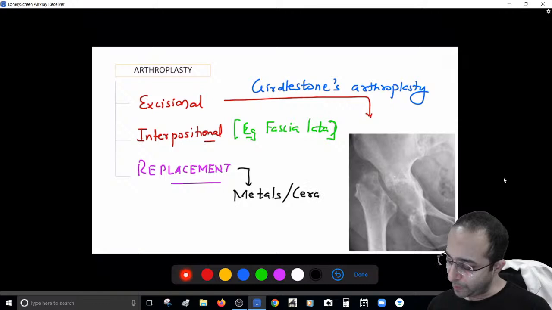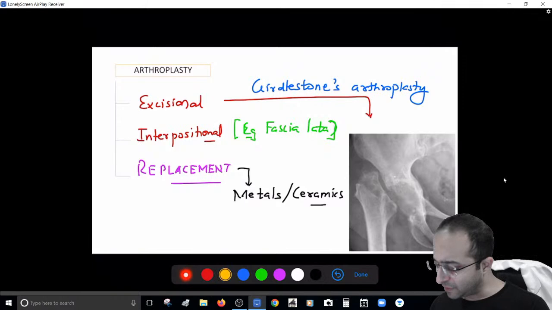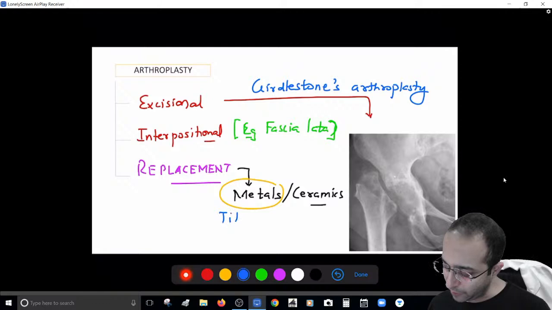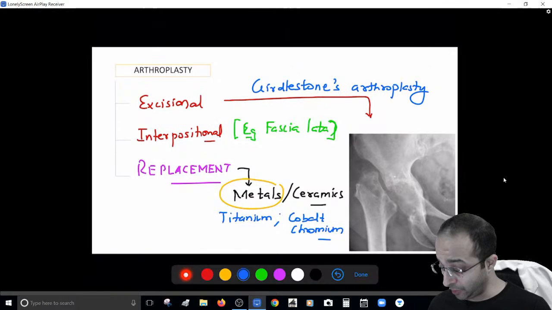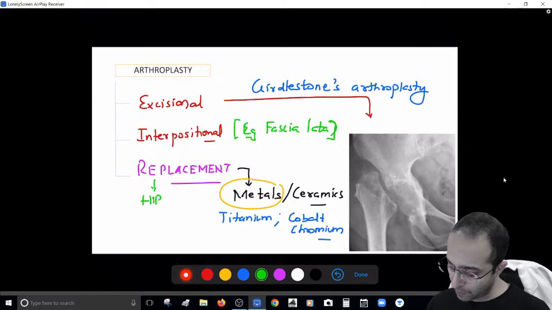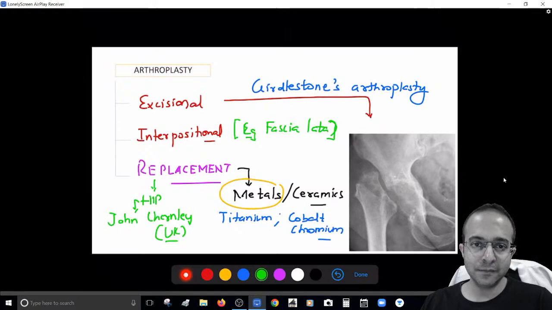Although we have now moved on to better substances, which are the ceramics, even better than the metals, metals remain the conventional choices, and usually it is titanium or the cobalt chromium alloys that are being used most of the time today to replace the articular surfaces. This replacement arthroplasty first started with the hip when this person, John Charnley from UK, performed the first successful arthroplasty, and thereafter tremendous developments came up and this just became an over the counter job.